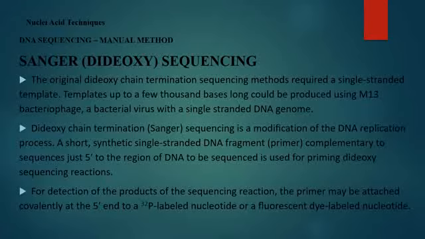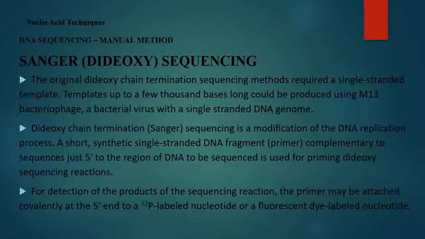Now the dideoxy chain termination sequencing is a modification of the DNA replication process, and you know DNA replication by now. So a short synthetic single-stranded DNA fragment, which we are calling a primer, which is complementary to sequences just in the 5' region of the DNA to be sequenced, is used for priming the dideoxy sequencing reaction. So you need a primer to initiate the whole reaction.